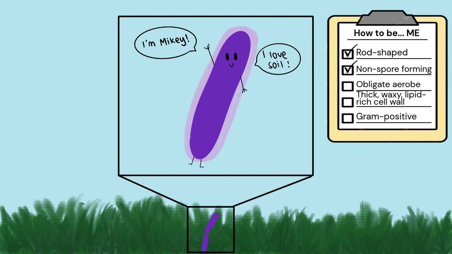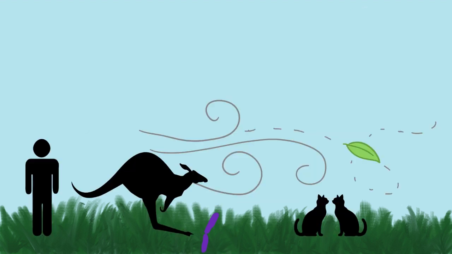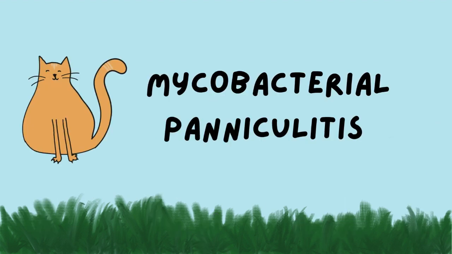I'm a rod-shaped, non-spore-forming obligate aerobe with a thick, waxy, lipid-rich cell wall. Though gram-positive, my cell wall makes staining difficult, so I'm best visualised with an acid-fast stain like Ziehl-Neelsen. I can infect multiple species, including humans, wildlife, cats, and dogs. In Australia, I commonly cause mycobacterial panniculitis in cats. Let's focus on that today.